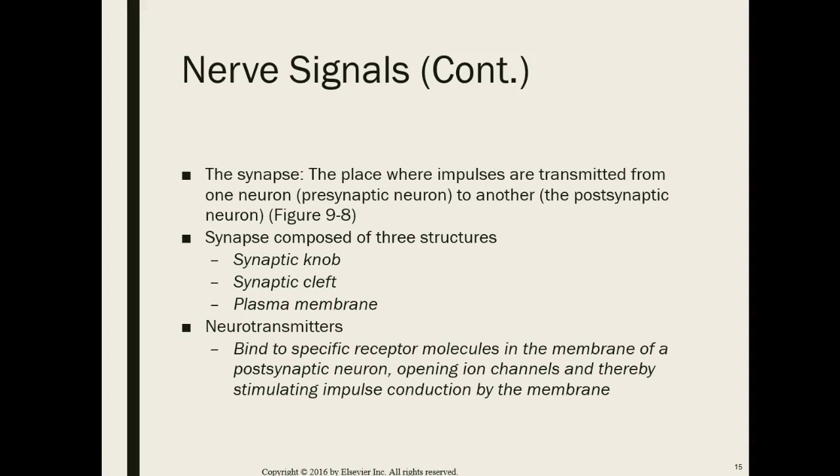So neurotransmitters bind to specific receptor molecules in the membrane of the postsynaptic neuron, which is going to result in ion channels opening and then that impulse conduction, where that wave-like movement of the impulse goes throughout the membrane.